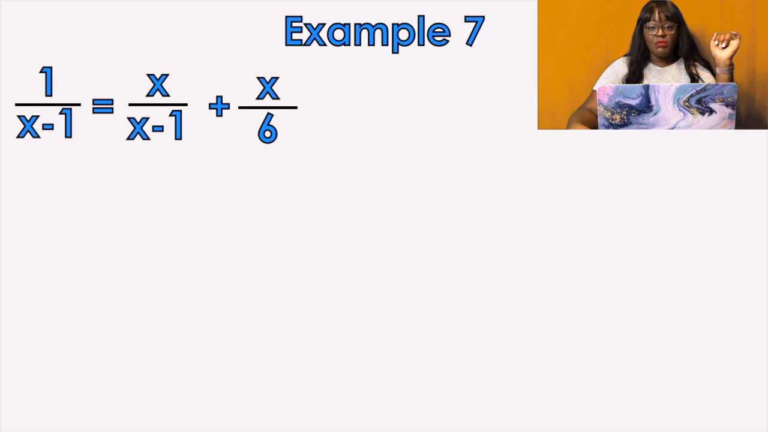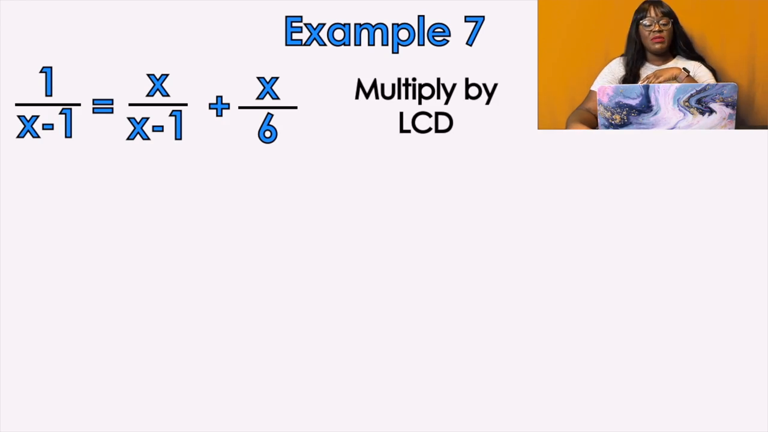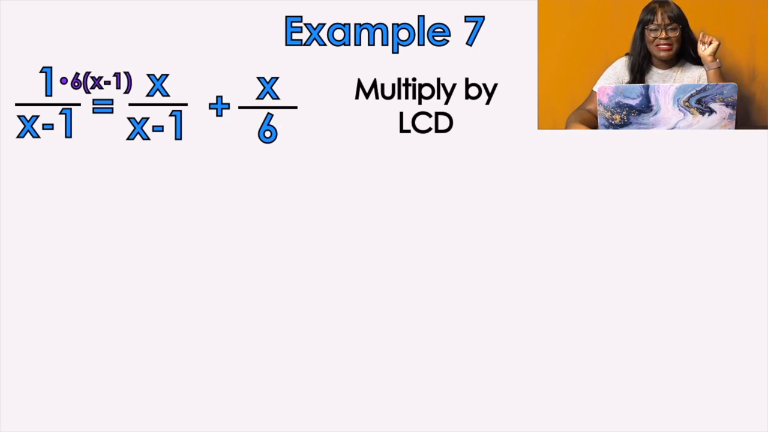You should now have unpaused the video. Some of you, I know you didn't, though. Multiply by the LCD: 6 parentheses x minus 1. Ugh! Did some of you just multiply by x minus 1? Pause the video and do it again with this new knowledge.